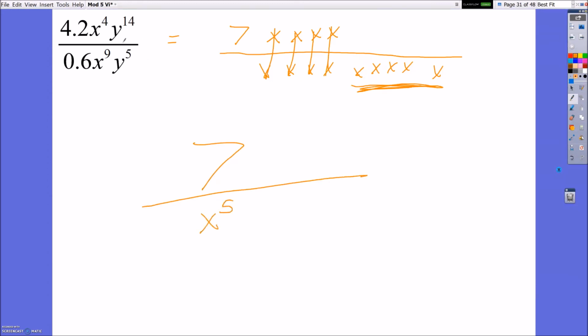Now when I look at the numerator and the denominator for my y's, I have y to the 14th. That means I would have 14 y's multiplied by each other on the numerator, and only 5 on the denominator. So when I simplify that, that would give me y to the 9th power. And this would be my final answer right here.